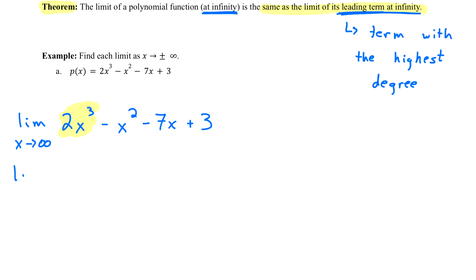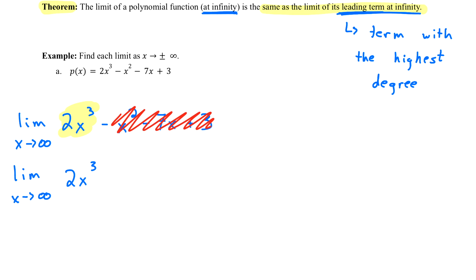So I can actually just look at the limit as x approaches infinity of 2x to the third. And I can sort of ignore everything else. I can almost chop off the rest of this problem. For this limit, it doesn't matter. We just need to look at that 2x cubed.